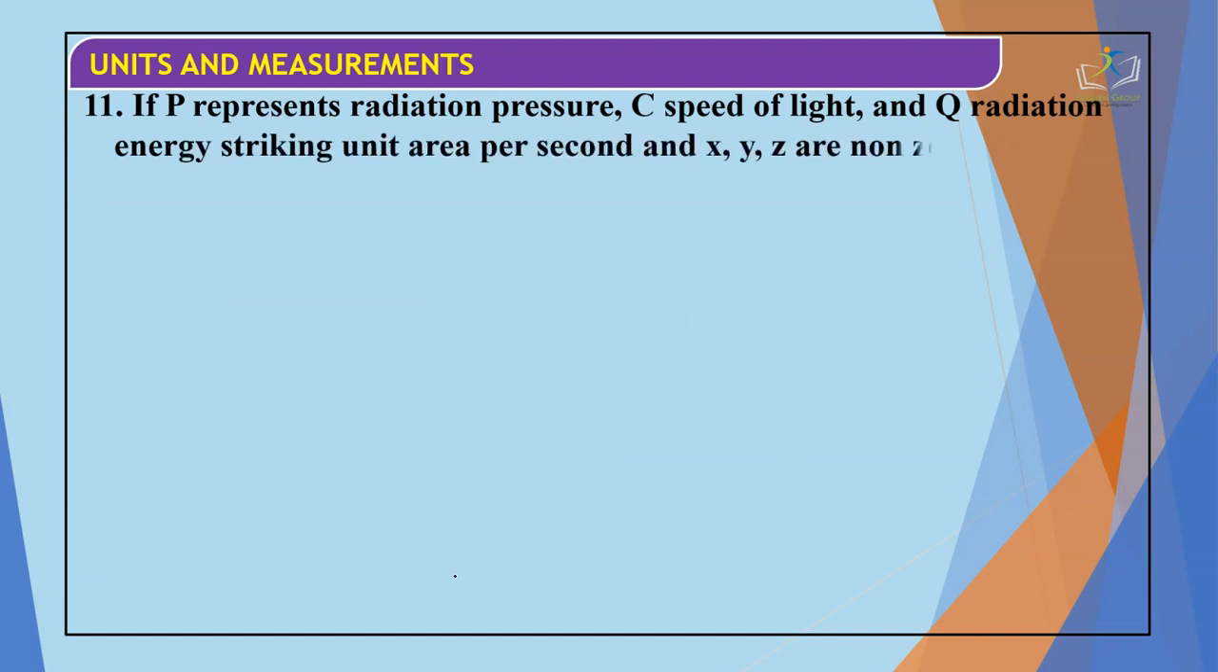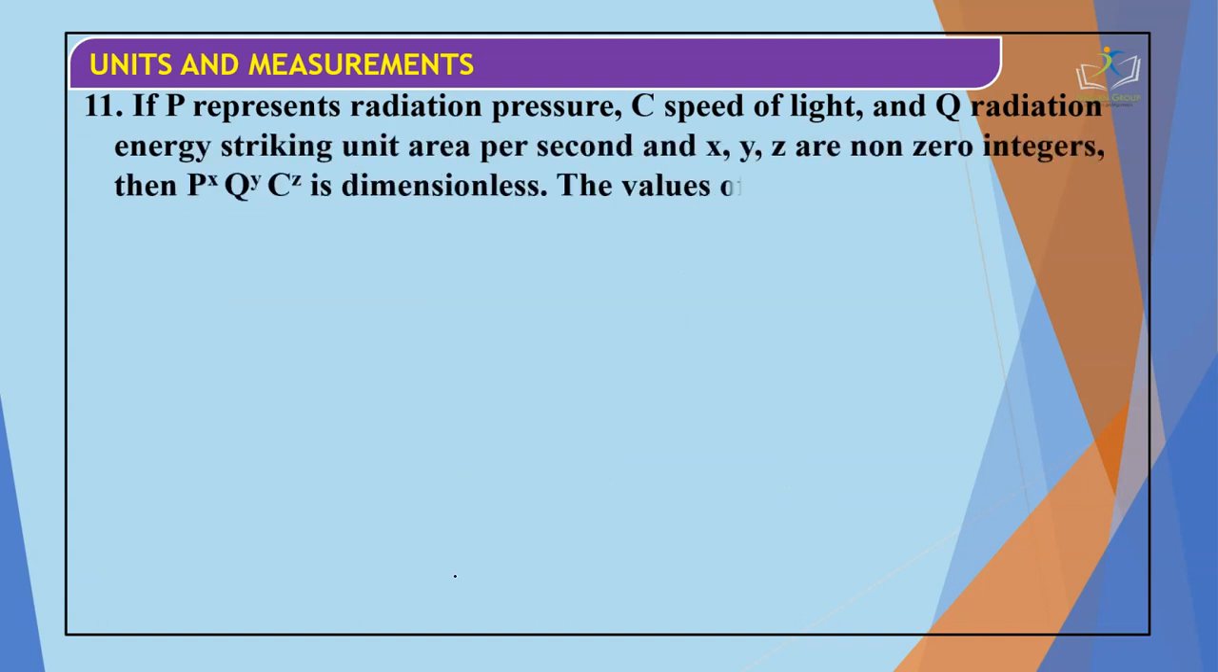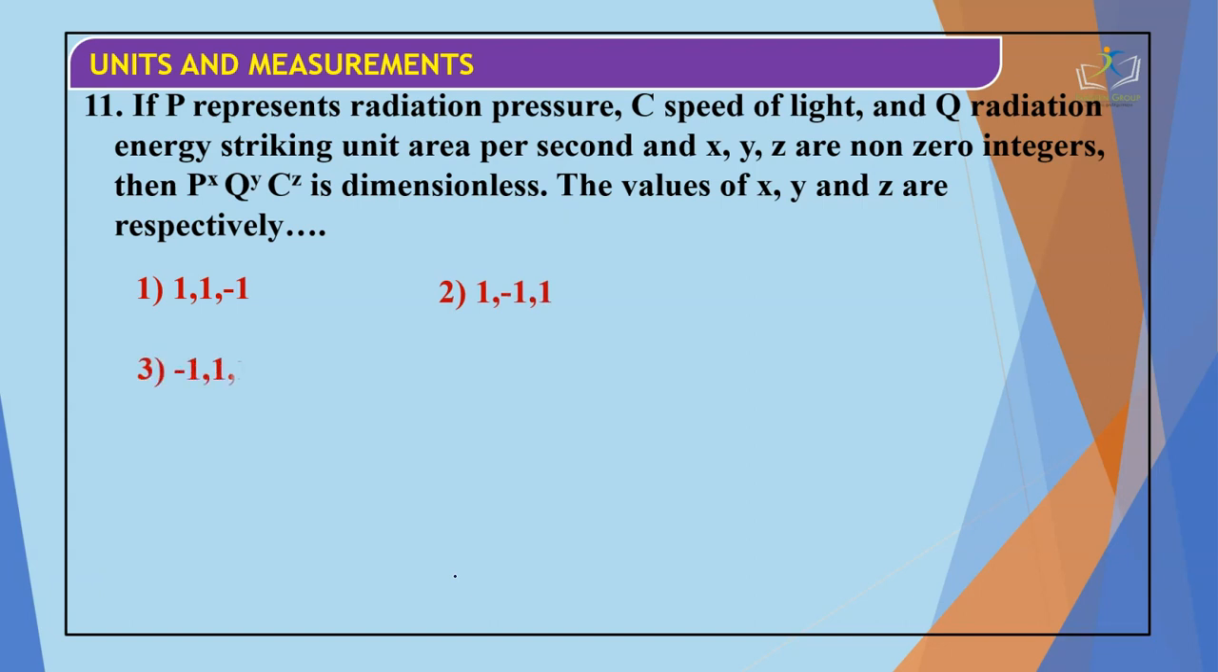Next question we have: if P represents radiation pressure, C the speed of light, and Q the radiation energy striking unit area per second, and x, y, z are non-zero integers, then P to the power x, Q to the power y, C to the power z is dimensionless. Then the values of x, y, and z are respectively? Students, we have these options. Now the solution part.